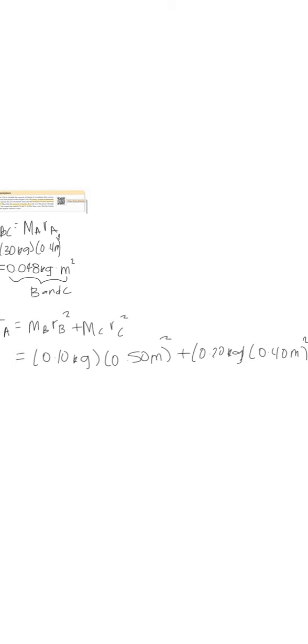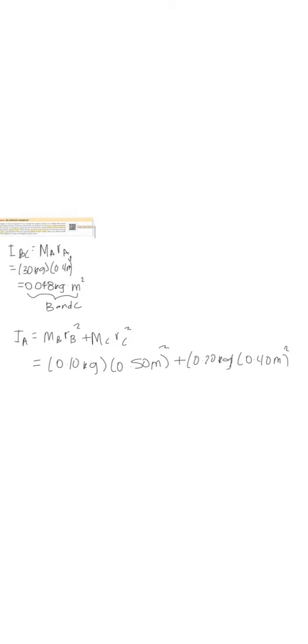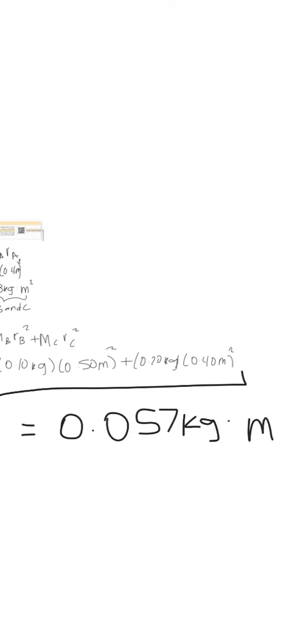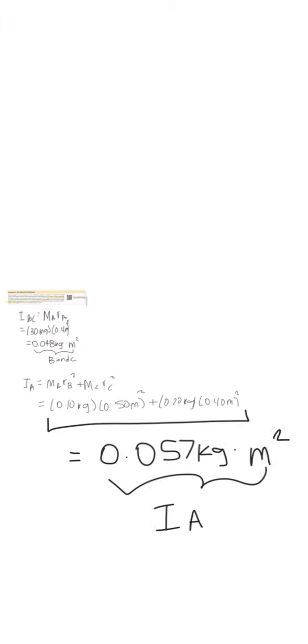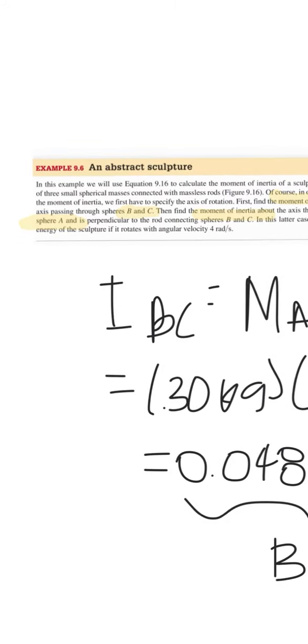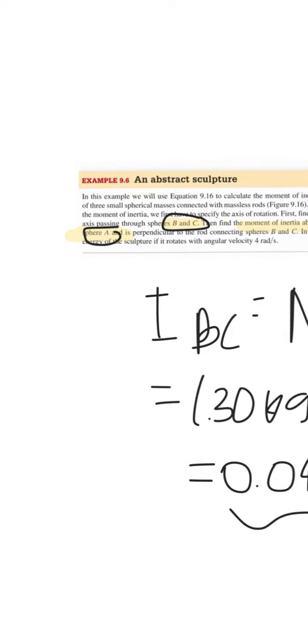Solve this equation. So when we solve this, we're going to see that this is equal to 0.057 kilograms times meters squared. So this is the solution with respect to A. And that's how we're able to solve this problem, finding the moment of inertia with respect to B and C and with respect to A.